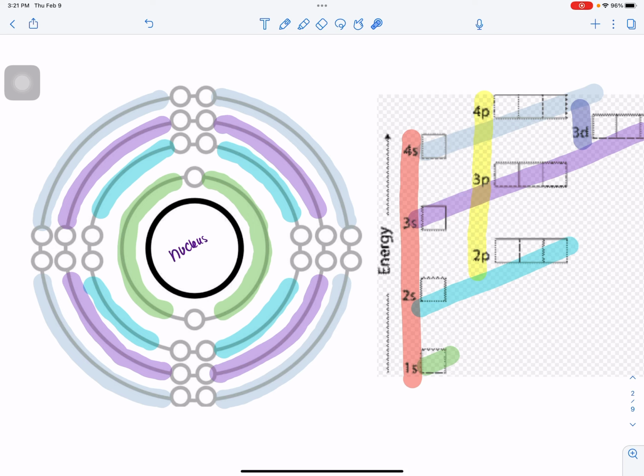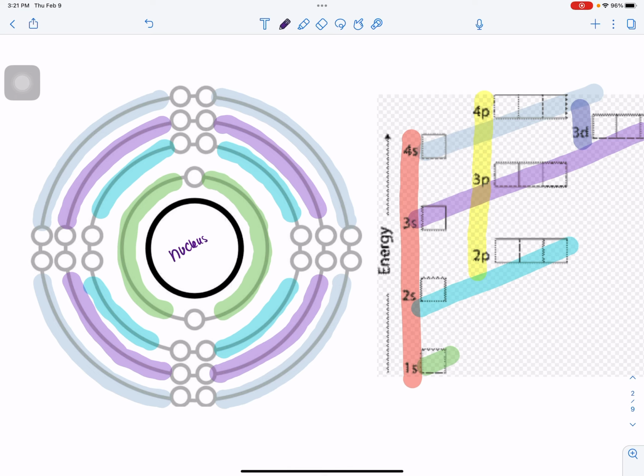So on each level, I have different types of orbitals. I have s orbitals, p orbitals, d orbitals, f, and so on. And generally, electrons, their ground state is filling lowest energy, so that's down here, up to highest energy. And we look at the number of electrons in a neutral atom, and we kind of fill from there.